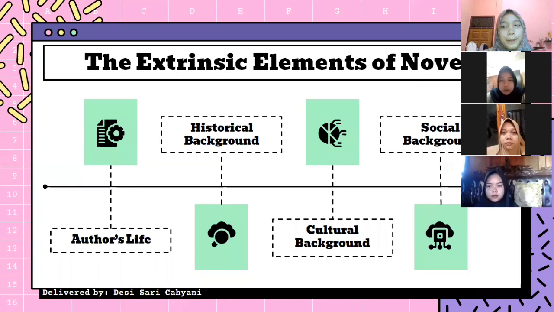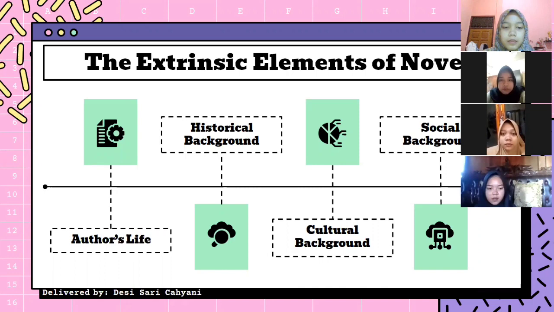The author's situation or what the author was experiencing also affects the story making. They would be able to describe the storyline with details because they had experienced this kind of situation. When making a literary work, the author could reflect back to their life. This is the author's life part.